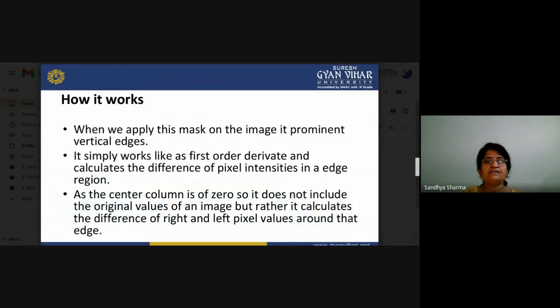Now when we apply this mask on the image, it makes vertical edges prominent. It simply works like a first order derivative and calculates the difference of pixel intensity in an edge region. As the center column is 0, it does not include the original value of the image, but rather it calculates the difference of right and left pixel values around that edge.